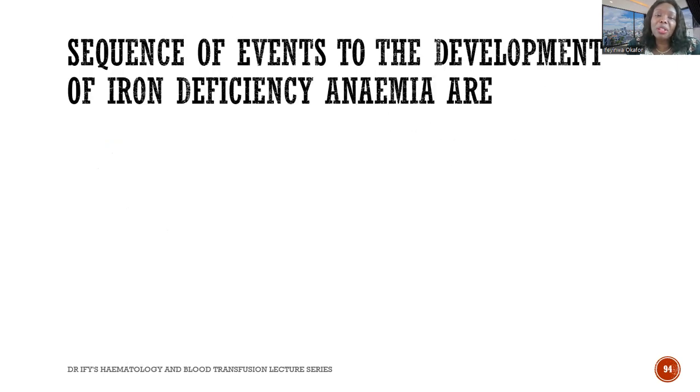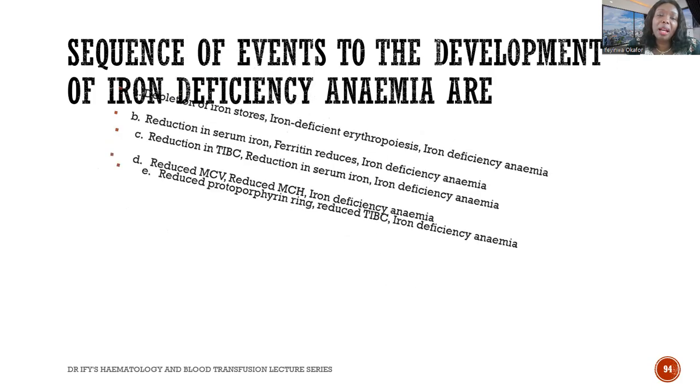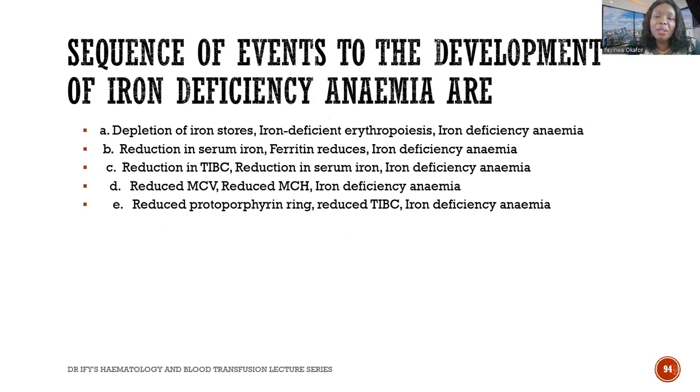Sequence of events to the development of iron deficiency anemia are: 1, depletion of iron stores, iron deficient erythropoiesis, iron deficiency anemia. 2, reduction in serum iron, ferritin reduces, iron deficiency anemia. 3, reduction in TIBC, reduction in serum iron, iron deficiency anemia. 4, reduction in MCV, reduced MCH, iron deficiency anemia. 5, reduced protoporphyrin ring, reduced TIBC, iron deficiency anemia.